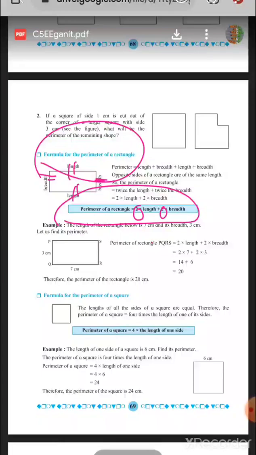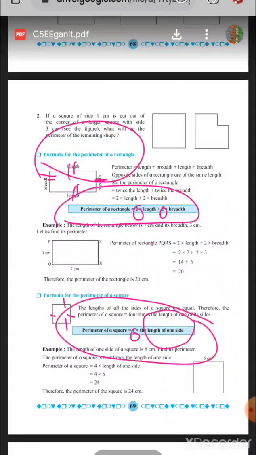The next formula is perimeter of a square. The perimeter of a square is equal to 4 multiplied by the length of one side. 4, because a square has 4 equal sides. So we will multiply 4 and the length of any one side. Why any one side? Because all the 4 sides will be of the same length, will be equal.